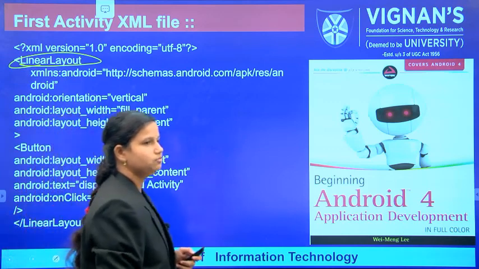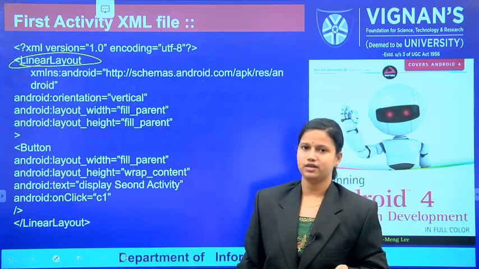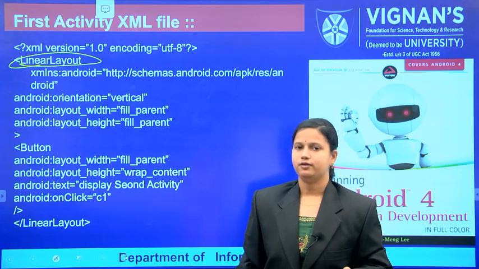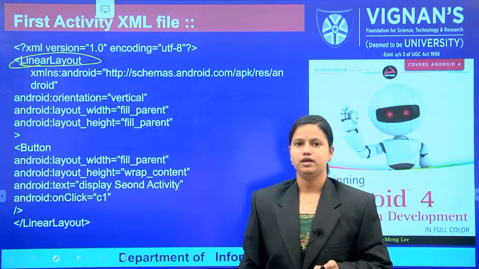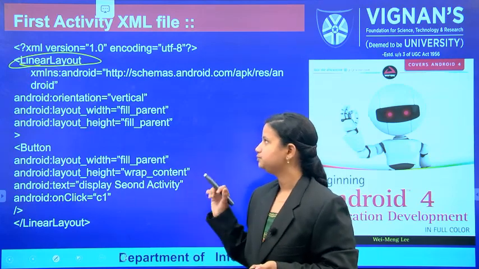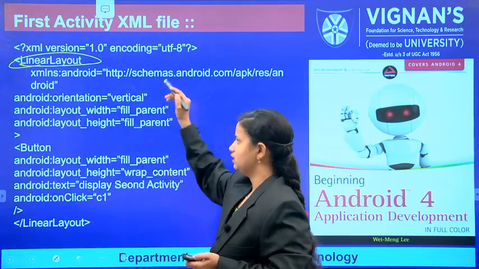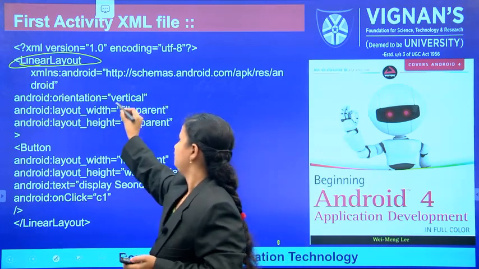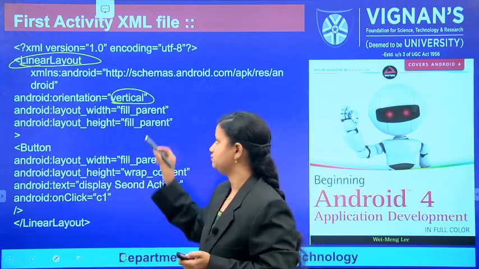Why? Because we are using a linear layout for easy understanding and easy implementation of your activities. Different layouts are available, and in your third unit we will introduce the different layouts, but here we are only using the linear layout for easy understanding. And when you are observing the linear layout, the main property is orientation.